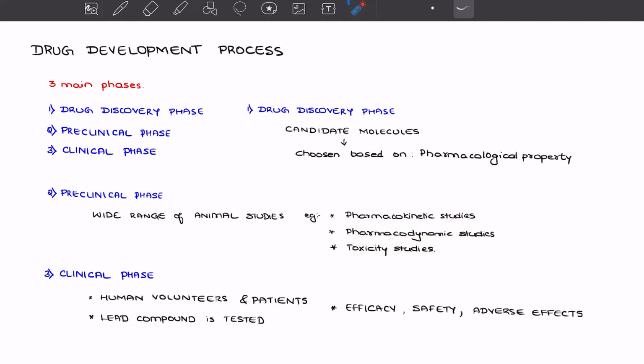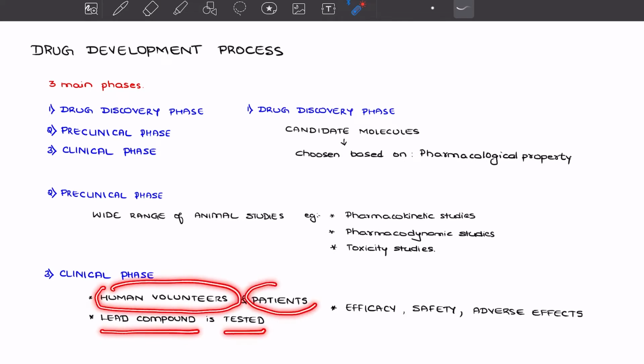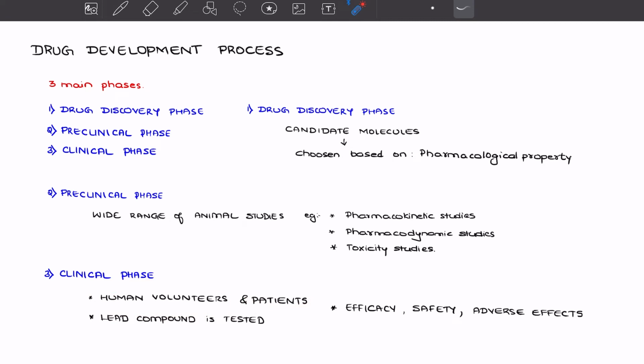Whatever candidate molecules pass the preclinical phase will be taken into the clinical phase. In the clinical phase, you are going to subject the candidate molecules to human volunteers as well as patients. Basically, the lead compound will be tested in both human volunteers as well as patients. We need to check for efficacy, safety and adverse effects profile in the clinical phase.